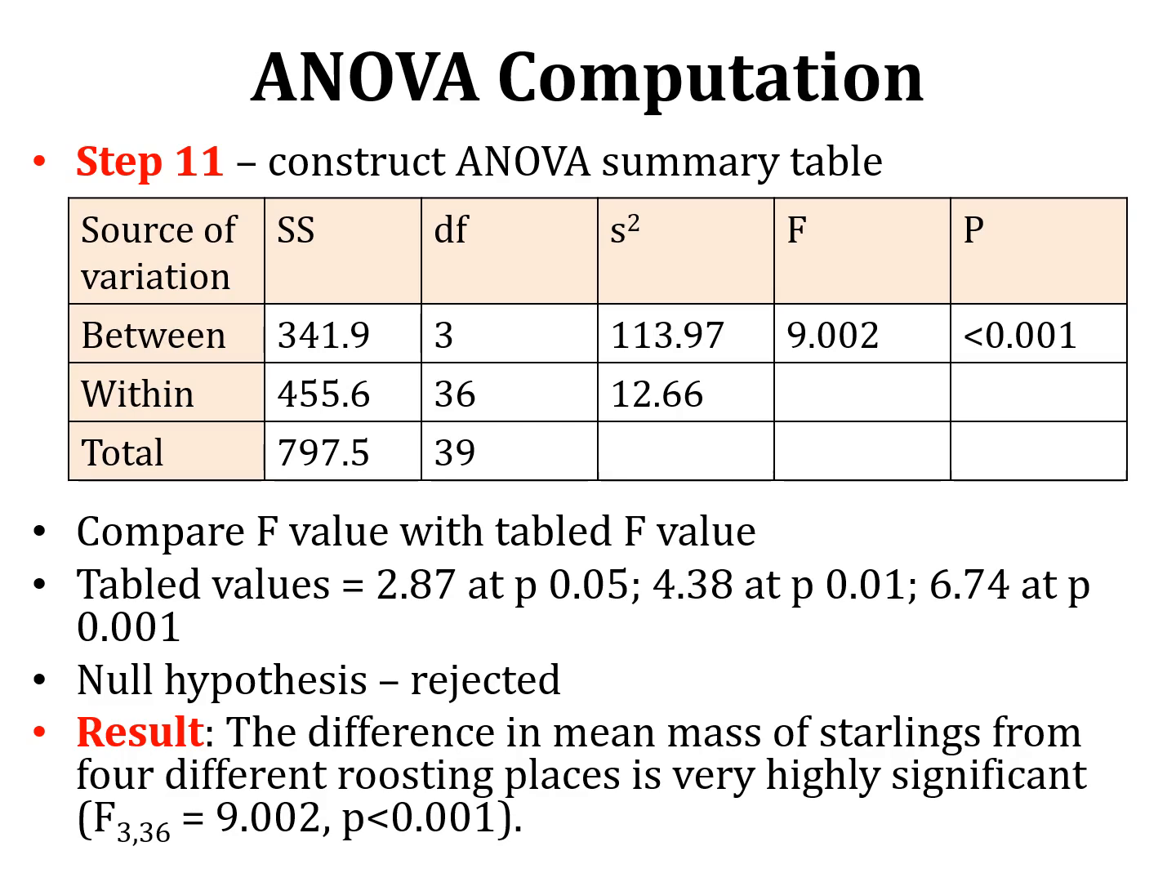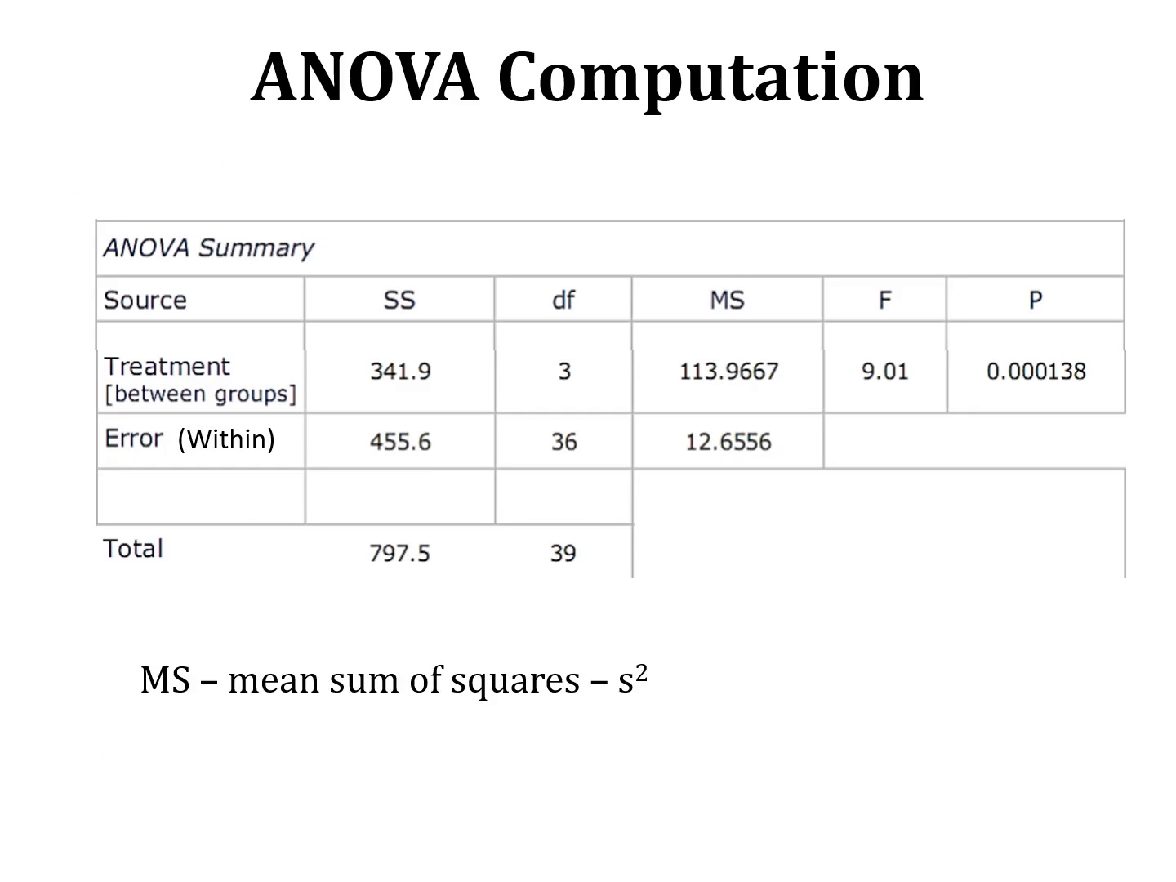So we state our result that the difference in mean mass of starlings from 4 different roosting places is very highly significant, right? So this is our result. When we do ANOVA through some software, we are going to have the ANOVA summary or results table in this form. This is the same type of table that we calculated through the manual calculations. The source of variation is treatment. Treatment means between groups, and the error means within samples, and then we have the total.